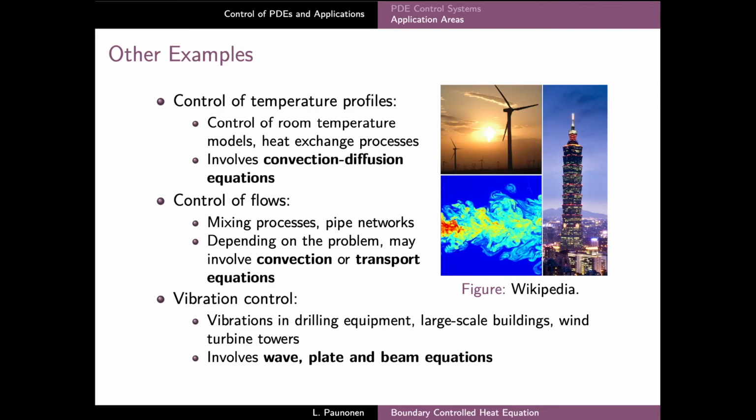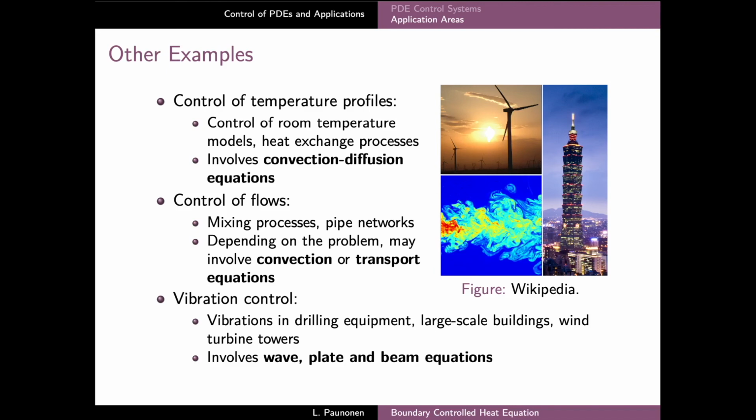For example, control of temperature profiles related to heat exchange processes or industrial manufacturing processes, and these are described by convection diffusion equations. On the other hand, control of flows is important, for example, in industrial mixing processes, and analysis and control of fluid flows in pipe networks. And PDE control has, for example, been applied on the scale of European natural gas networks.